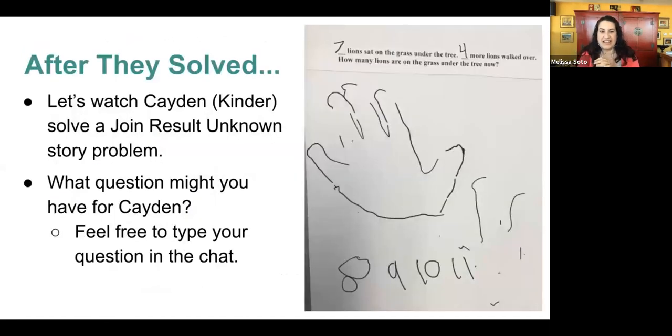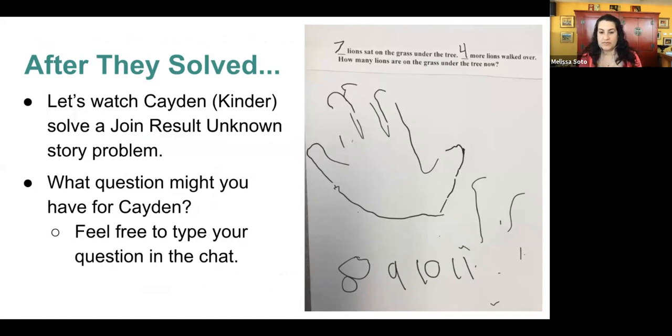So now I'd like to share another video. This video comes from my colleague, Dr. Molly Applegate, and it's from a kindergarten student, Caden, and he's solving a join result unknown story problem. The problem is 7 lions sat on the grass under the tree, and 4 more lions walked over. How many lions are on the grass now? What I'd like for you to think about is, what kinds of questions might you have for Caden? Feel free to write your questions in the chat.